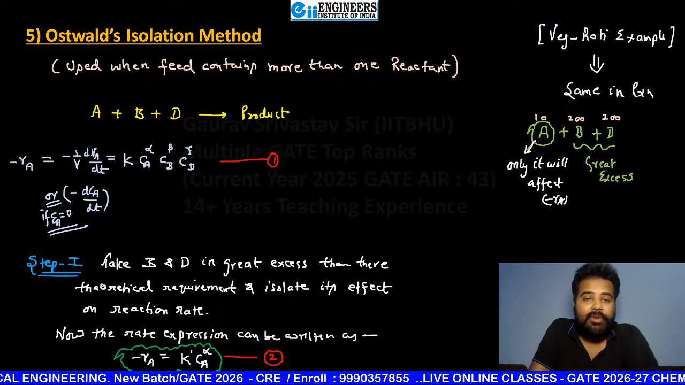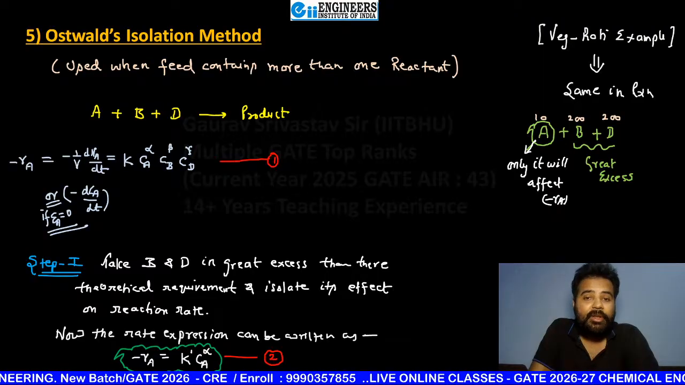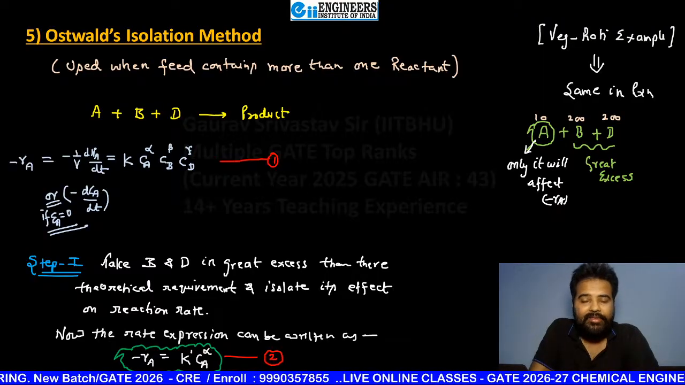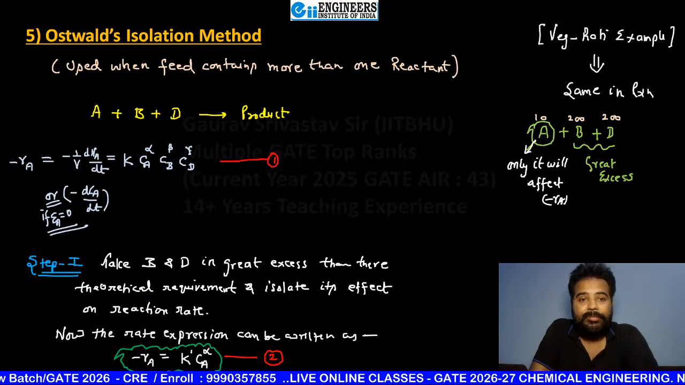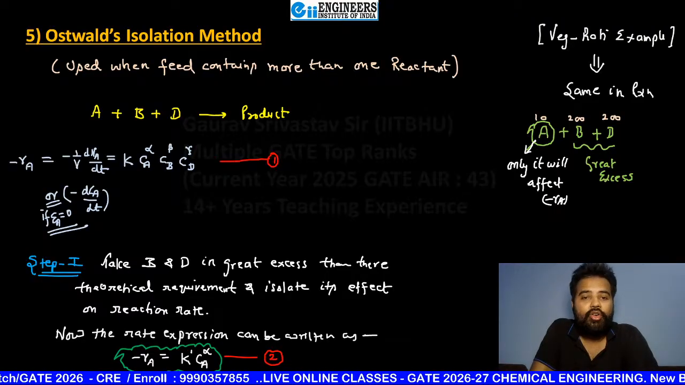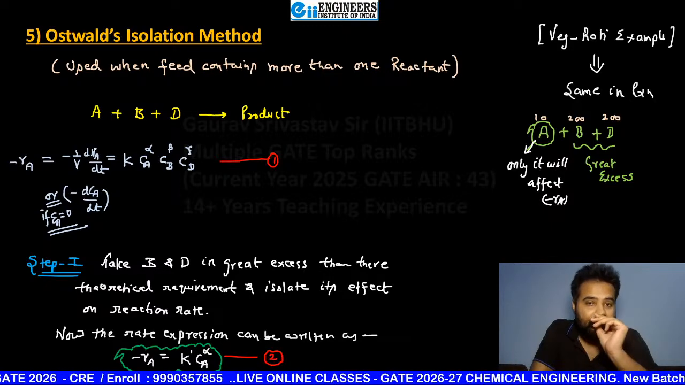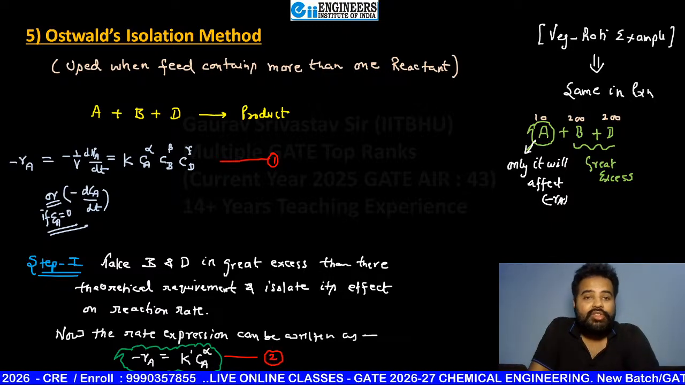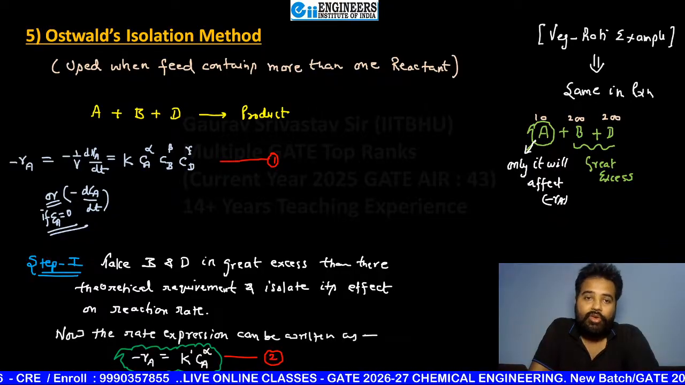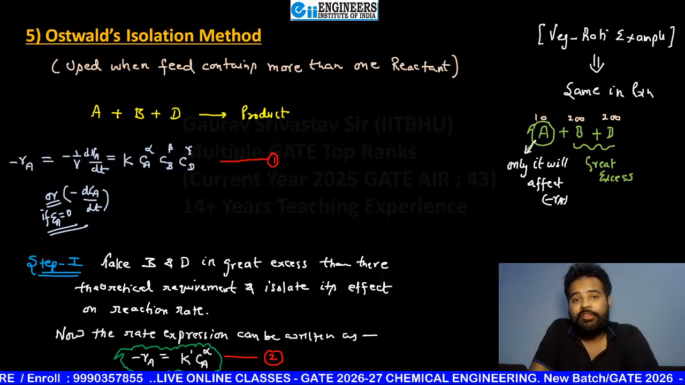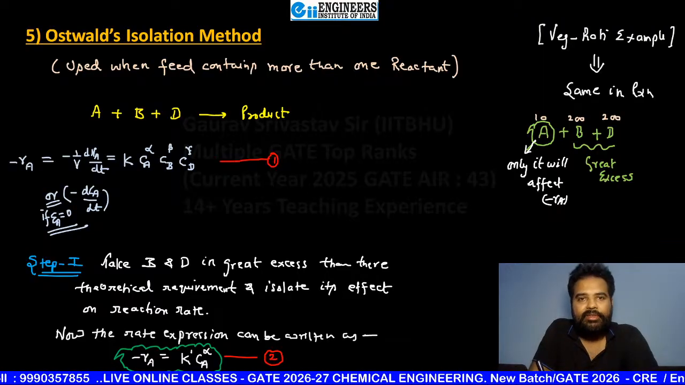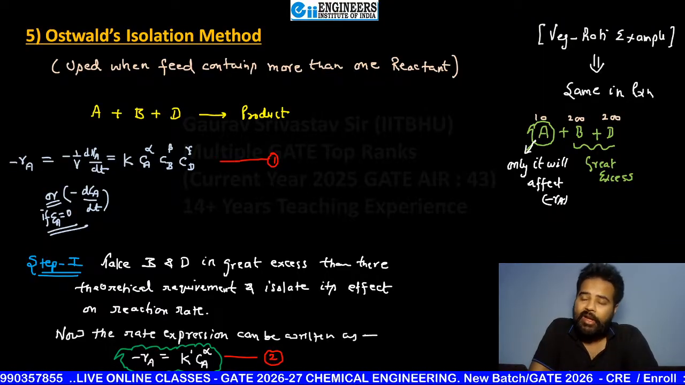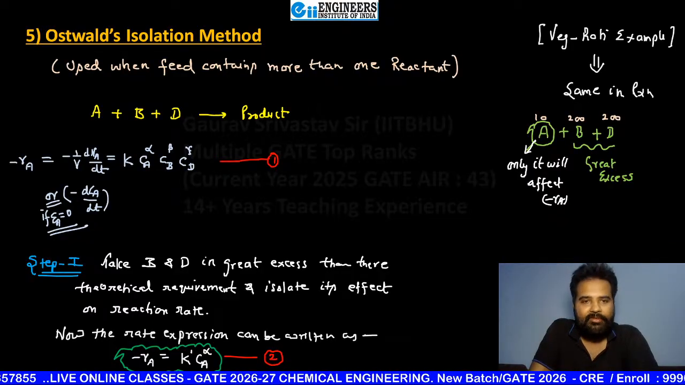Here for a reaction like A plus B plus D forming product, you are going to conduct a set of experiments where all reactants except one, that is A, are in large excess. So clearly the reaction rate now depends only on the concentration of A. Now the question is how to get this alpha value. You can determine the order alpha with respect to A by any conventional method: differential method, integral method, initial rate method, or the half-life method.